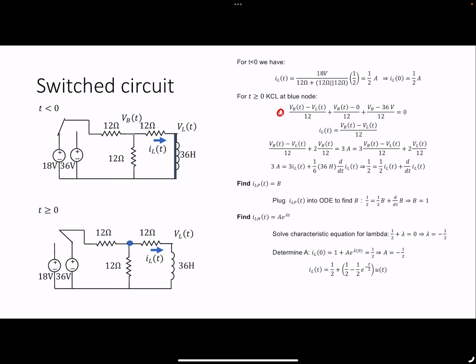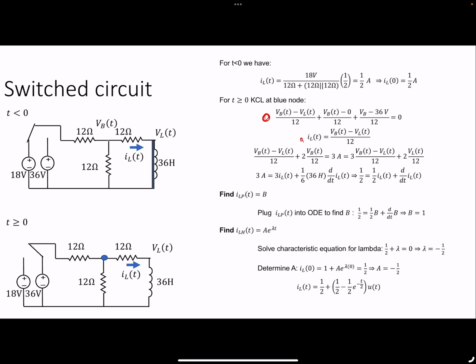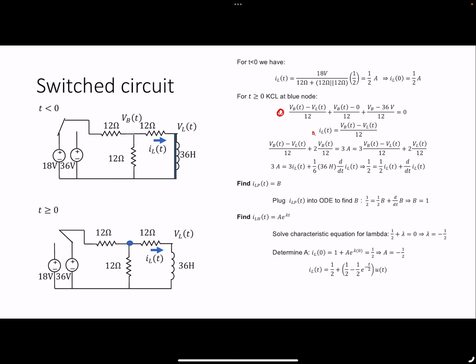So here's the equation I wrote on the previous slide. I did something different, which is I just said that IL was just VB minus VL over 12. And then I plug that in here. And then I can basically write this VB in terms of IL and VL. And then I got this equation. Okay, at this point, once you get to this equation, can everyone analyze this circuit? Yes, no, maybe? Concerns?